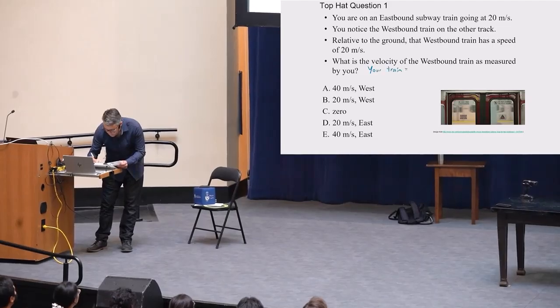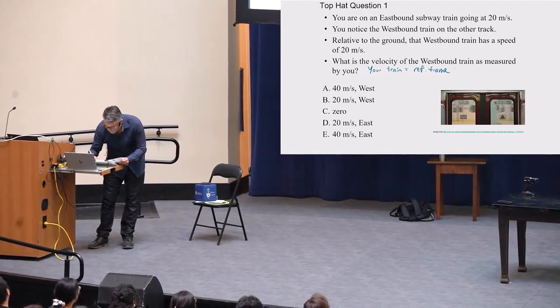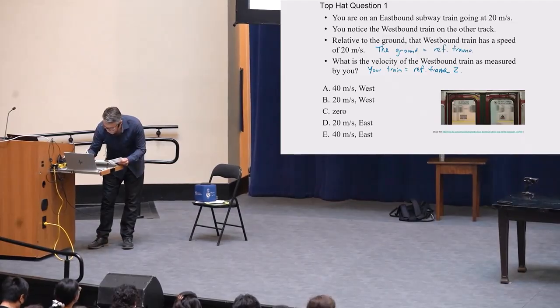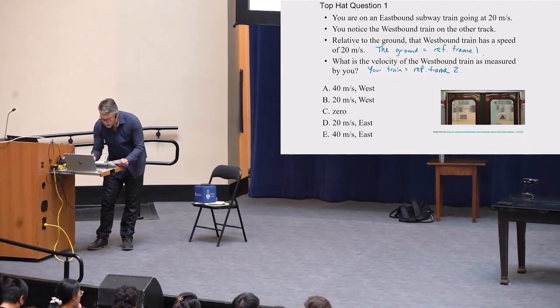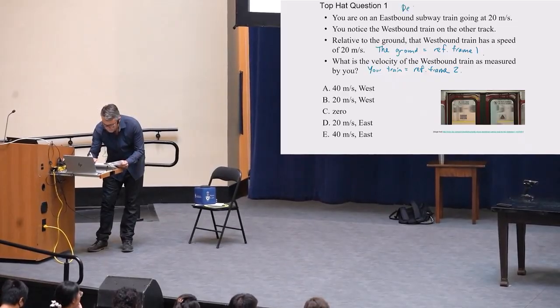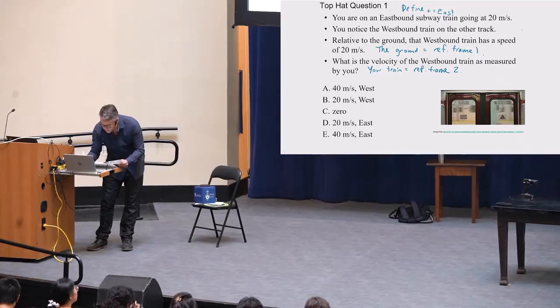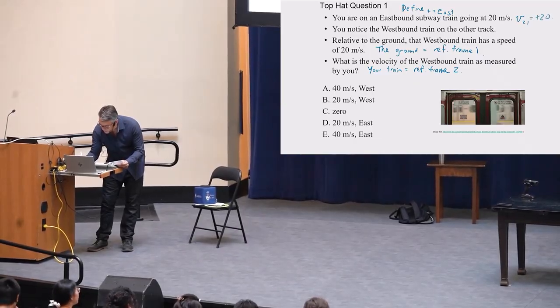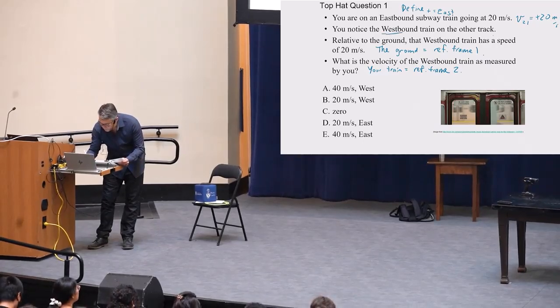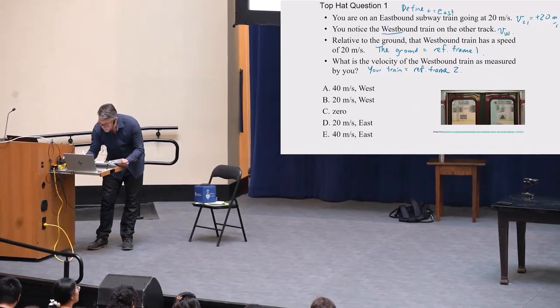Your train is reference frame 2. And then I would say the ground, or the lab frame, is reference frame 1. In that situation, you are eastbound in a subway train, so let's define plus as east. So the velocity of reference frame 2 relative to the ground is equal to plus 20 meters per second. And then there's a westbound train, let's call this W. The velocity of W relative to the ground is equal to negative 20 meters per second.